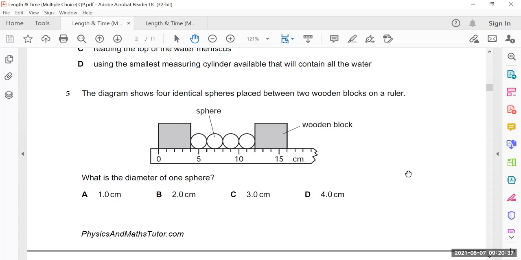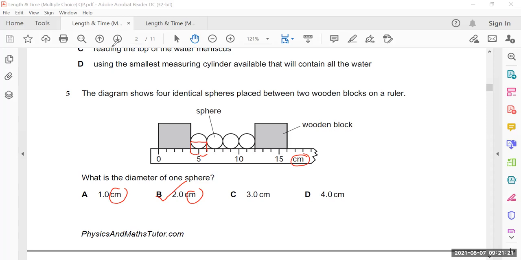What is the diameter of one sphere? Diameter, you know that. 2 centimeters. First you need to see that all the answers are in centimeters, and the scale is also giving the reading in centimeters. The diameter means the double of the radius, so you need to measure this length. It is coming between 1.1 centimeter and the other division, that is 1 centimeter. So 1 plus 1 is equal to 2 centimeters. So 2 centimeters is the right answer in this question. It's not 1 centimeter, it's not 3 or 4, but it is 2.